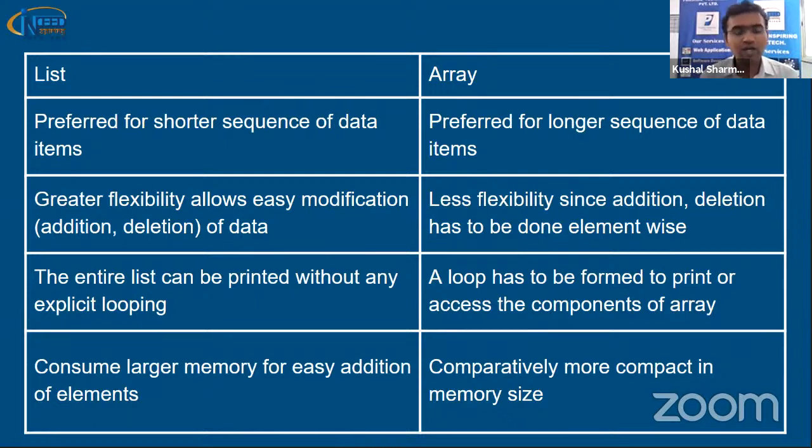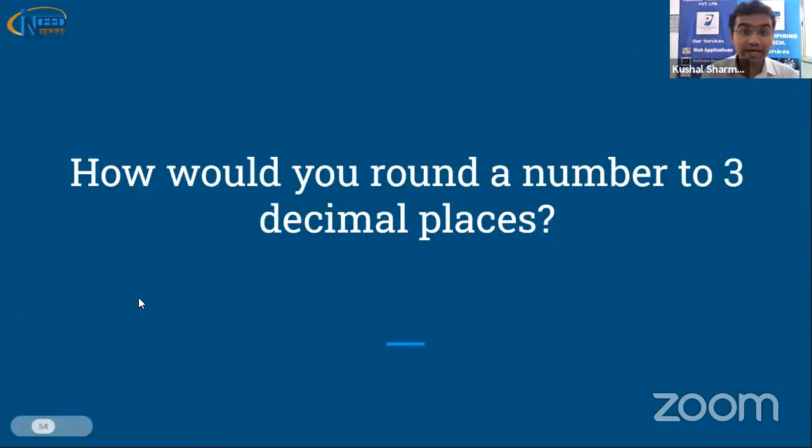Array consumes less memory. So over the whole discussion we are doing about lists and arrays, you can see that arrays are for large data sets, they consume less memory, and they can handle slightly more complex situations as compared to the list. So always prefer arrays over lists whenever you have such situations. Now the next question we have is, how would you round a number to 3 decimal places?